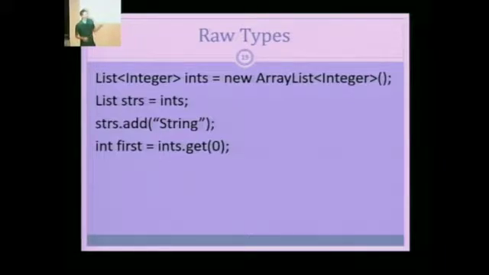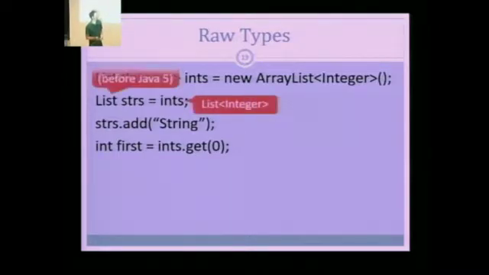First, does this code type check? The answer is yes, although it's a little odd because here we have a list of integers, and here we're saying, oh, let's just treat it as an arbitrary list that I can add objects to. And this arbitrary list is known as a raw type. It's the old way to refer to lists.